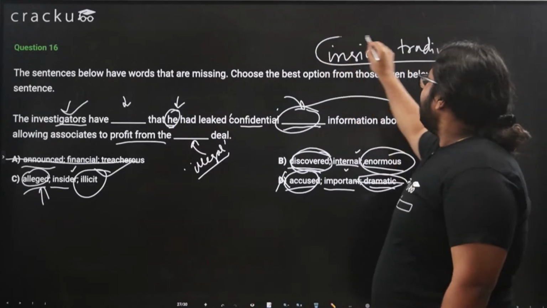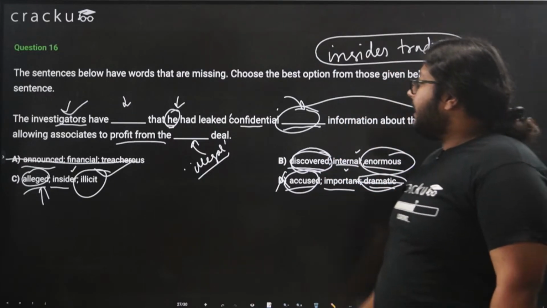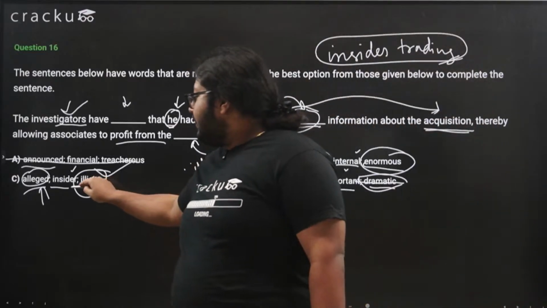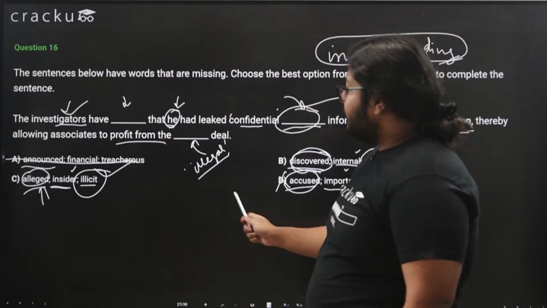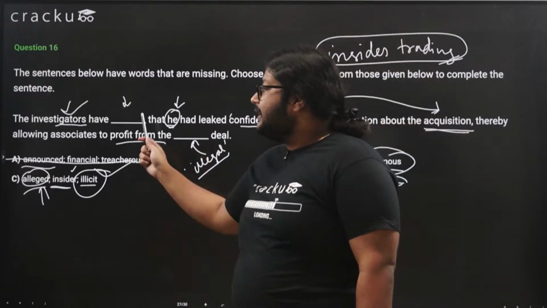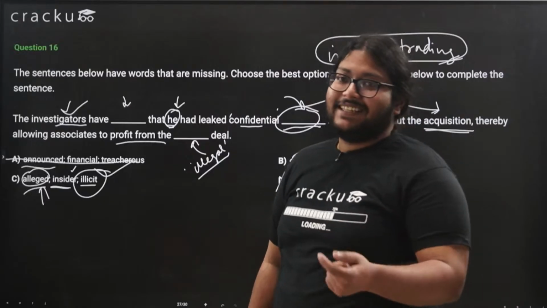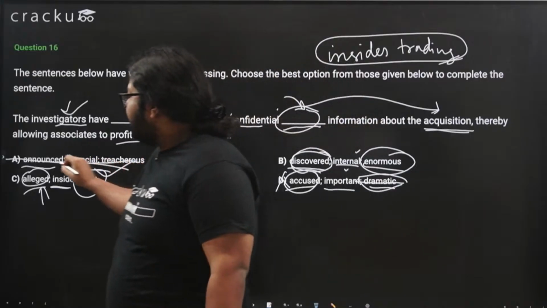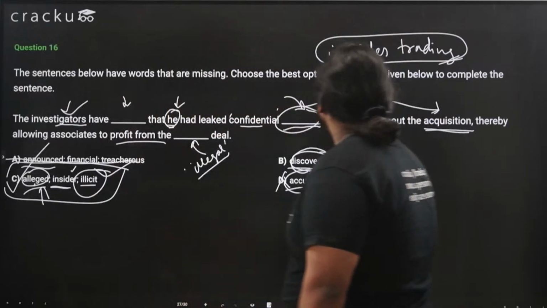So if we can identify this context, it would mean we use related words for the context. Insider, illicit makes more sense than internal and enormous. So while B also somewhat makes sense, C is clearly a better choice here, because it is more appropriate for the sentence than B. So we can say option C is the correct choice here. Let's move to the next question.